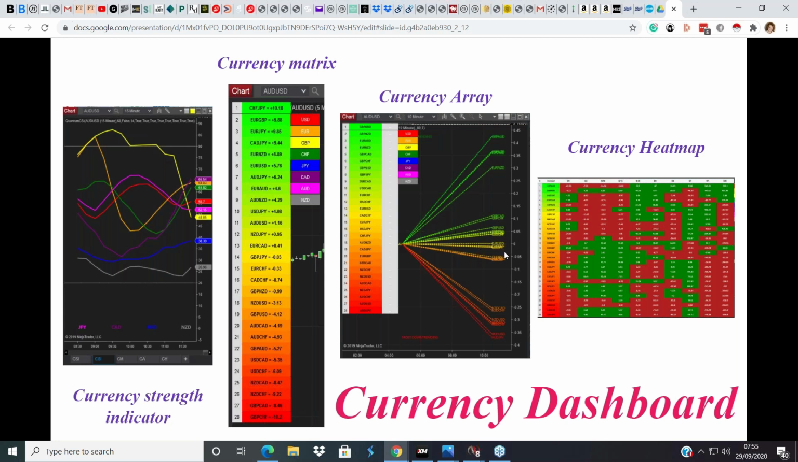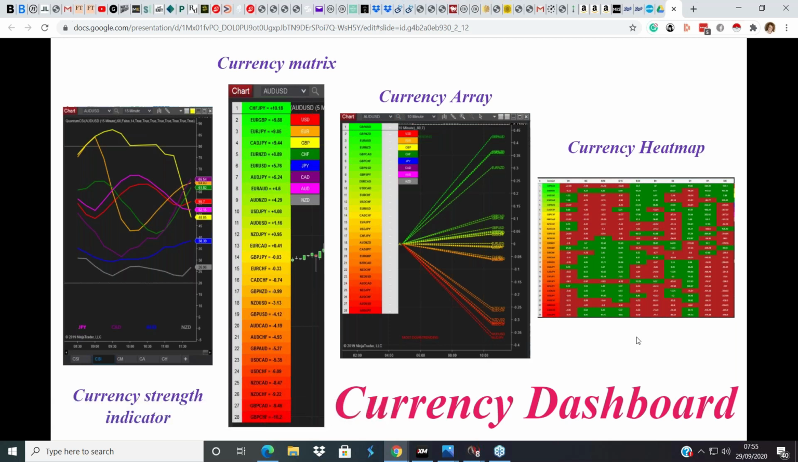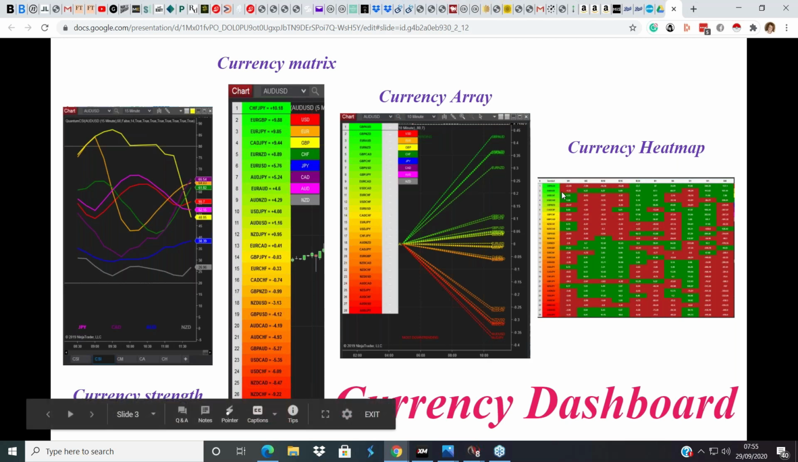There is movement, but it's not going anywhere. There's no firm direction one way or another. And finally, we came up with a currency heat map, which looks at the performance of all the 28 currency pairs across multiple time frames. So in the cells you can see here, you can track the flows.